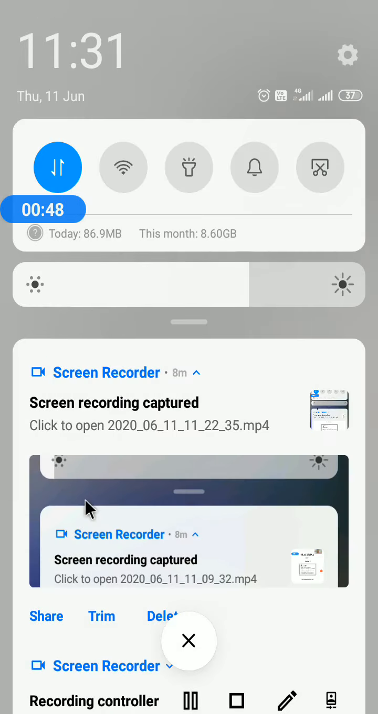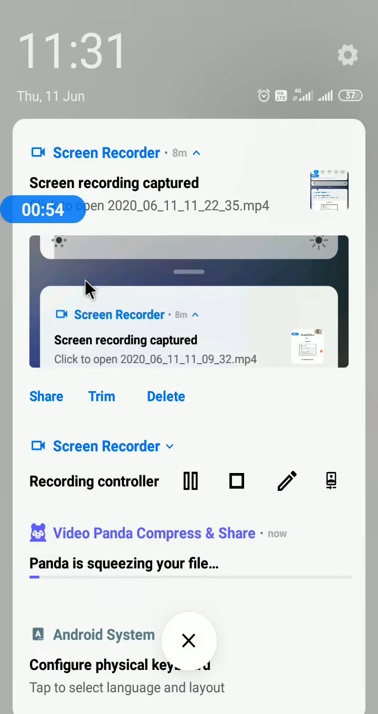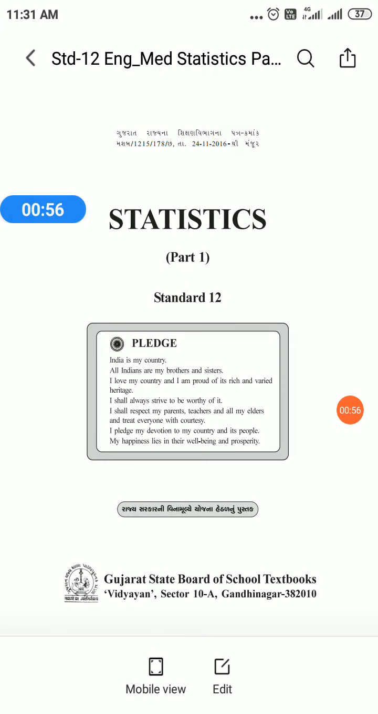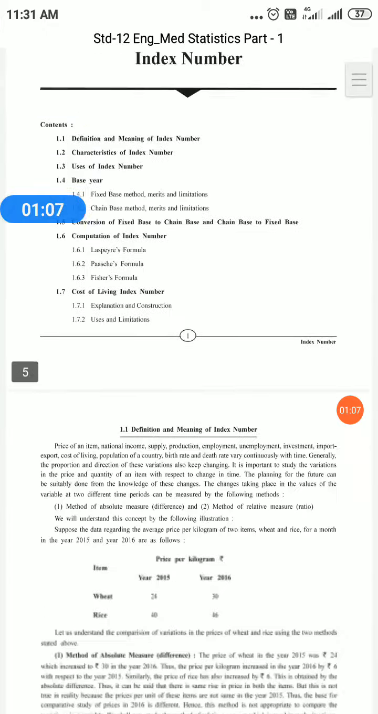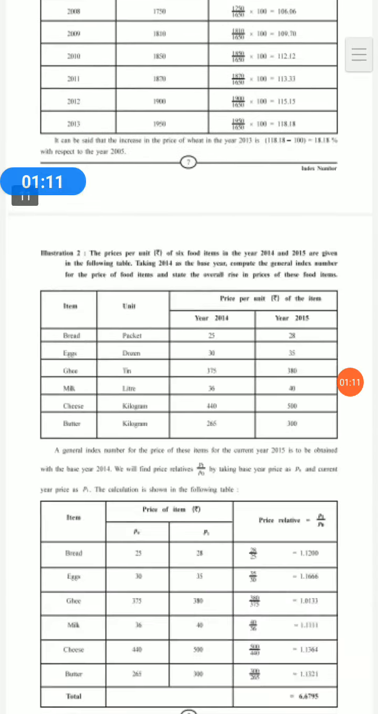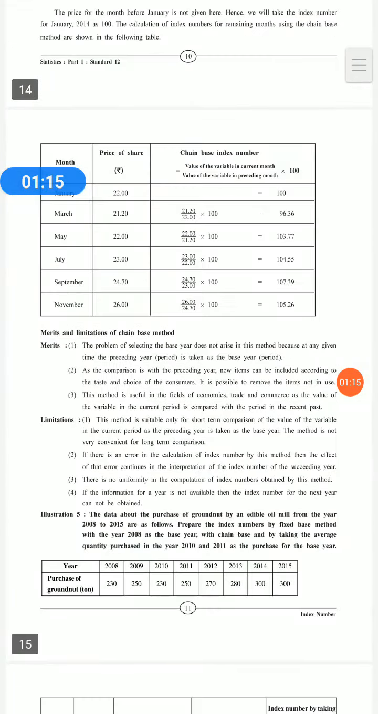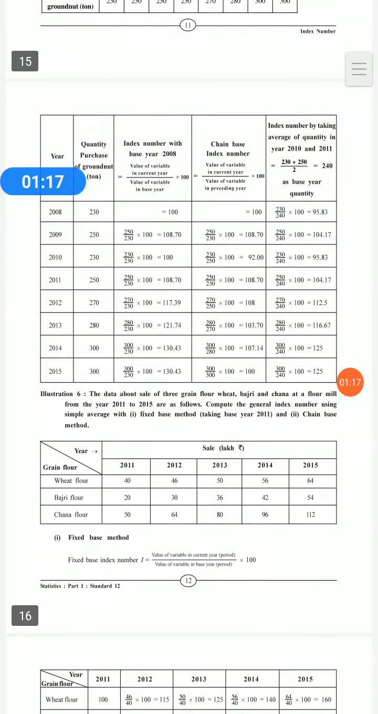Okay girls, first we will see the formula for how to convert chain base index number into fixed base index number and how to convert fixed base index number into chain base index number. In the textbook, come to page number 18. On page number 18, the formula is given. So first we try to learn the formula.